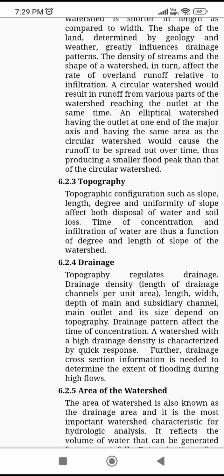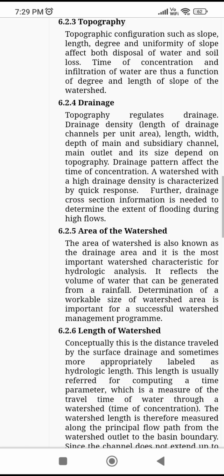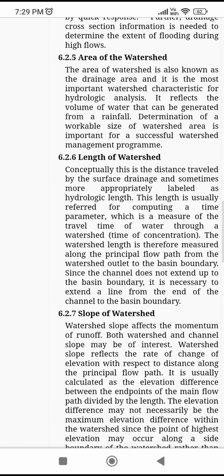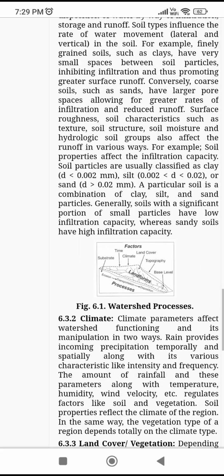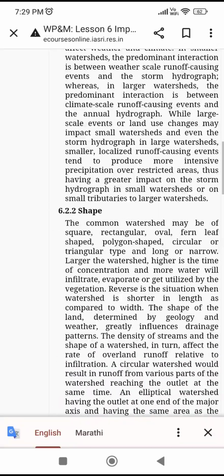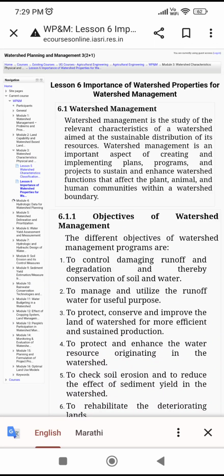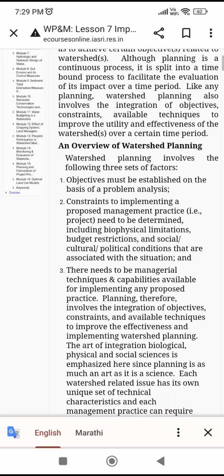Now another one is drainage area of watershed, length of watershed, slope of watershed. Then effect of geomorphological factors and associated process on watershed management. So these are land use. This is not important. Then hydrologic data for watershed planning.